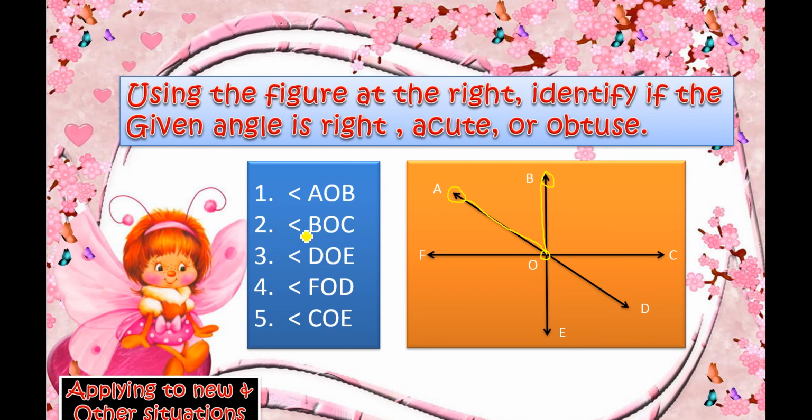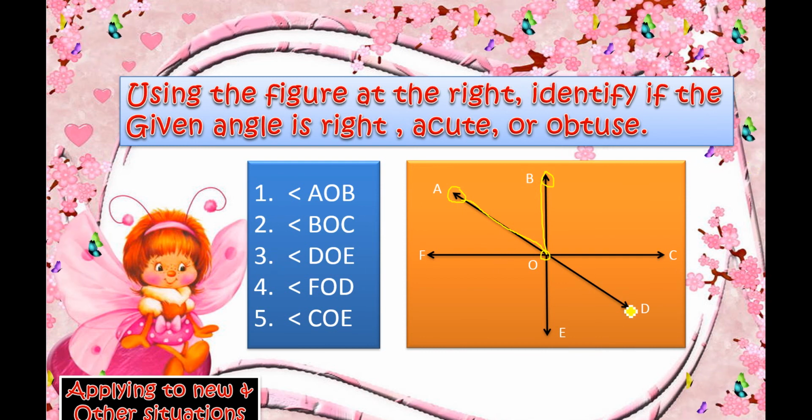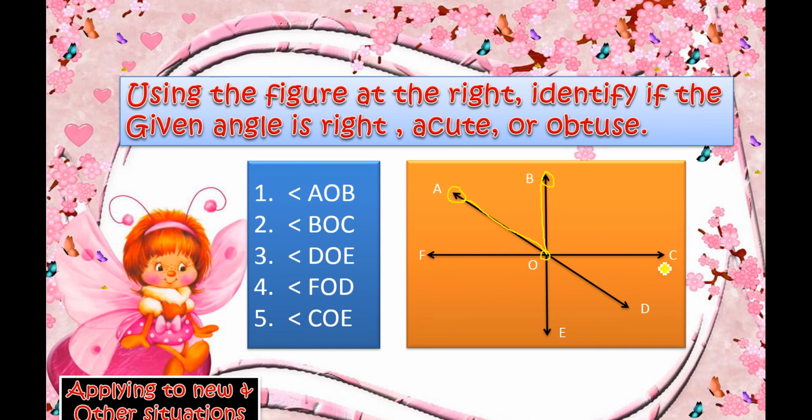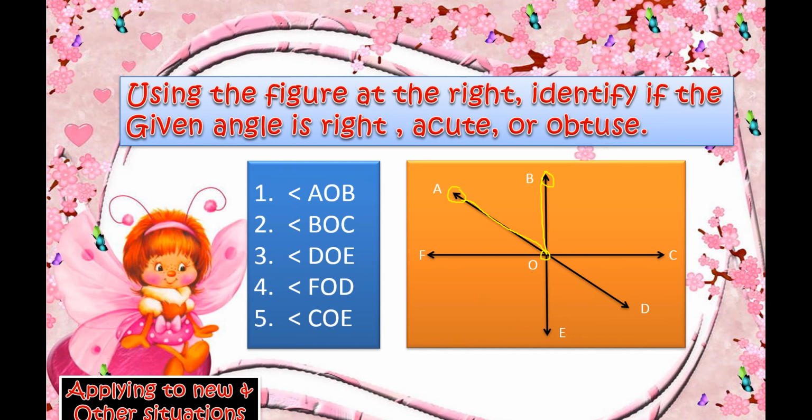Same with number 2, angle BOC. So you find BOC. What is that? Number 3, DOE. Number 4, FOD. Here is the FOD. And number 5, COE. You got it? Okay.